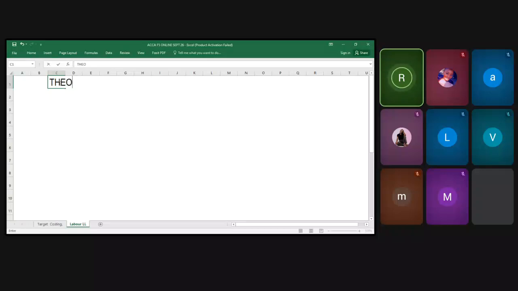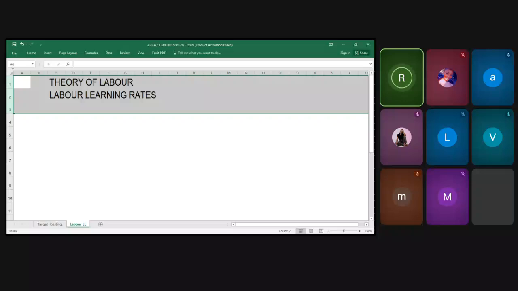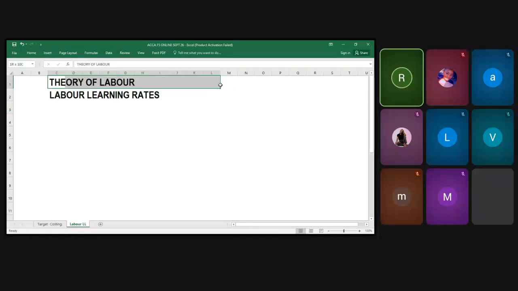Theory of labor. Some would want to call it labor learning rates. I'm going to just bold this. The theory of labor, or the labor learning rates.